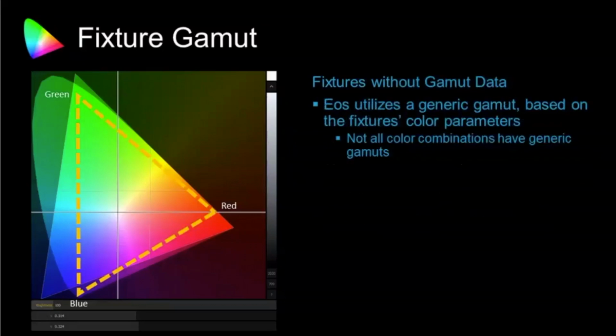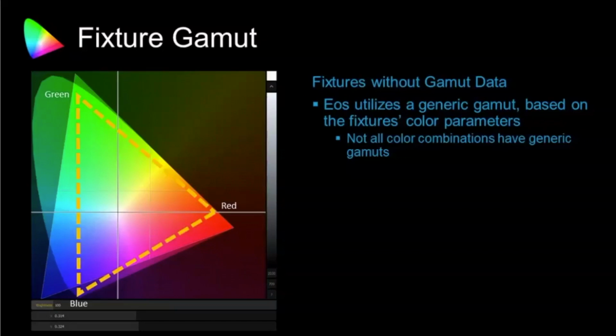But not all fixtures have gamut data. Either the manufacturer hasn't provided them, or it changes, right? It's a really large window. I'm sure you've gotten fixtures from the same manufacturer where the blue is very different fixture to fixture. So if we're provided with really accurate gamut information, we'll use it. If we're not, we'll use a generic gamut based on the fixture's color parameters.